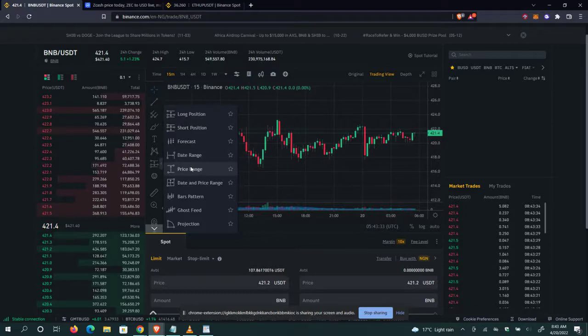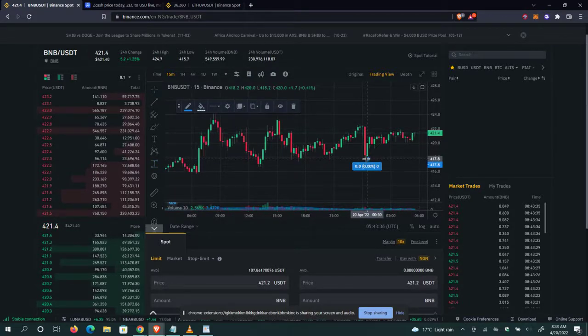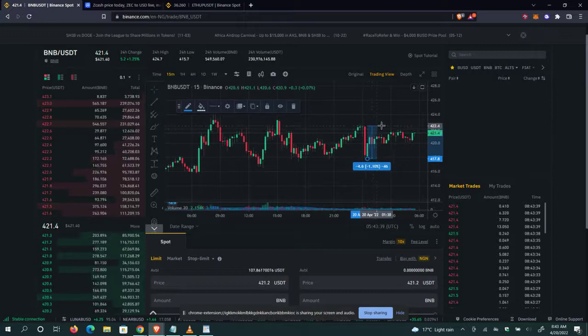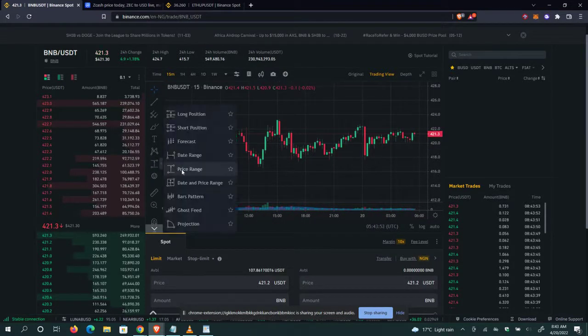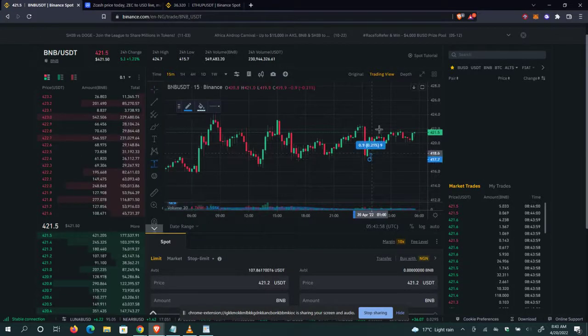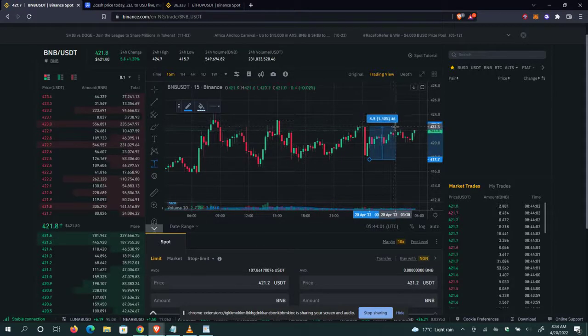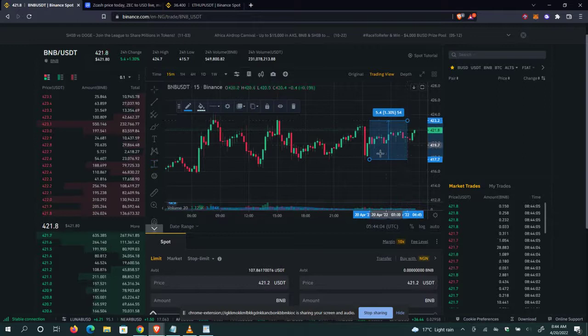That was when I used this tool. It's called the price range. So you took a position here, and you say sell for me when it gets to this place. No, this is the wrong tool. That is for if you're going down. So let's say you took a position down here, and you want to sell here.